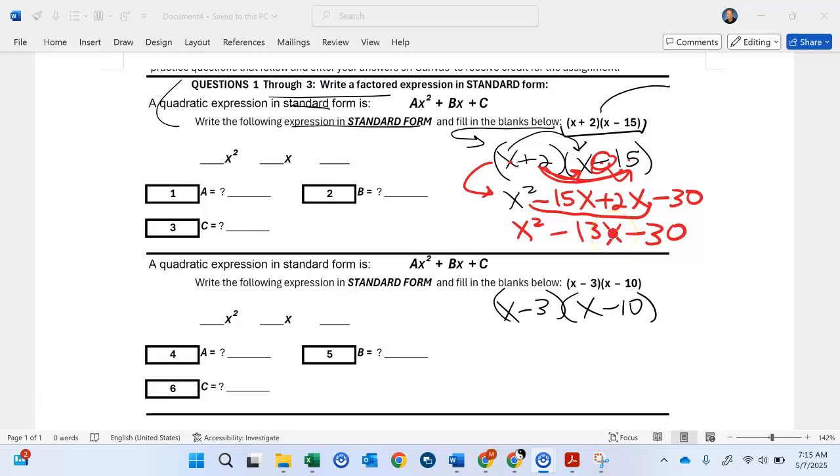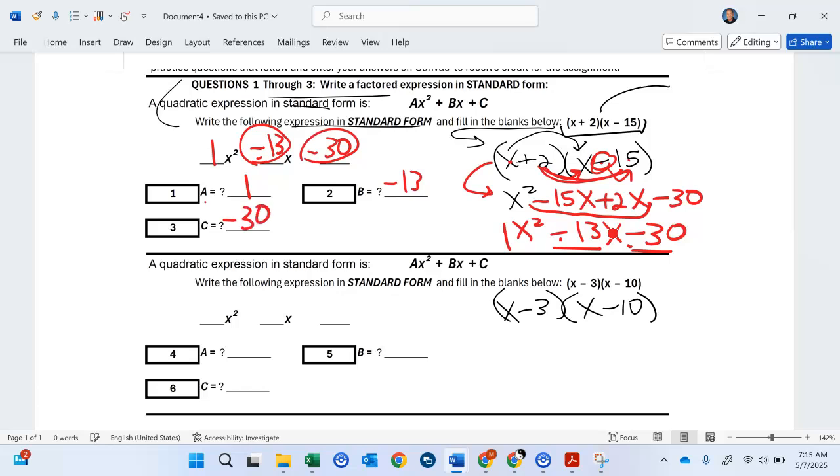And just like before, if we're filling out this, if there's nothing there, this is like a 1. So 1, and then this is the negative. I got to put the sign too, minus 13x, and then minus 30. I did not put the sign, so you have to put the signs, whether it's plus or minus. In this case, negative and negative. What is A? It's still 1. B is not just 13, but the whole negative 13. And C is also negative 30.